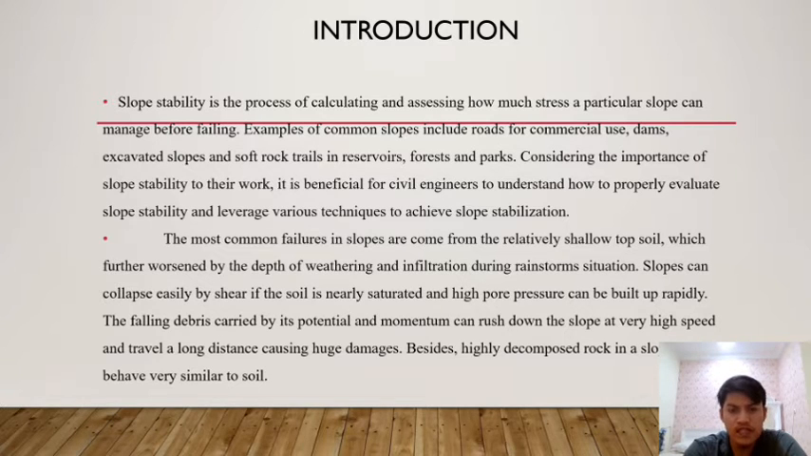The most common failure in slopes comes from the relatively shallow topsoil, which is further worsened by the depth of weathering and infiltration during rainstorm situations. Slopes can collapse easily by shear if the soil is nearly saturated, and high pressure can build up rapidly. The falling debris, carried by its potential and momentum, can rush down the slope at very high speed and travel a long distance, causing huge damage. Besides, highly decomposed rock in slopes behaves very similarly to soil.